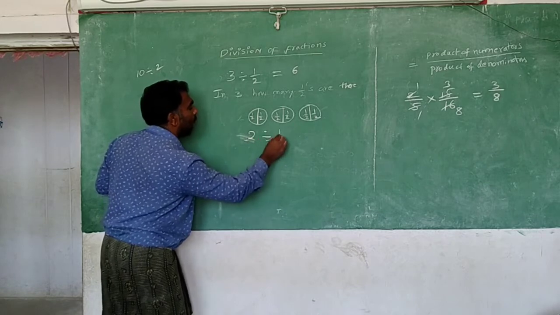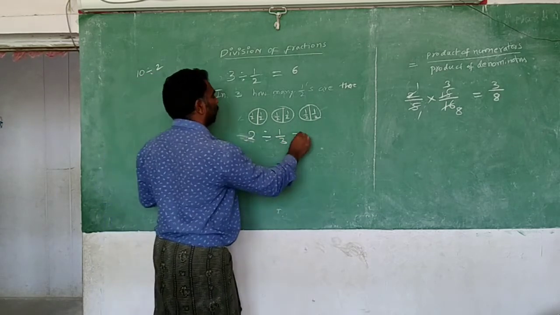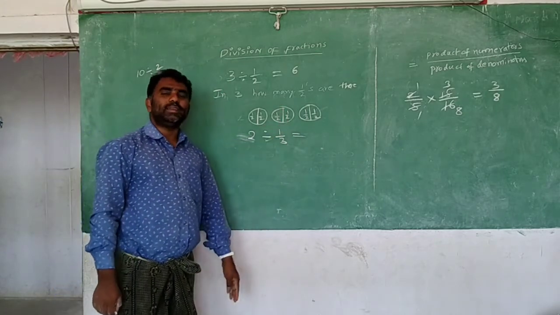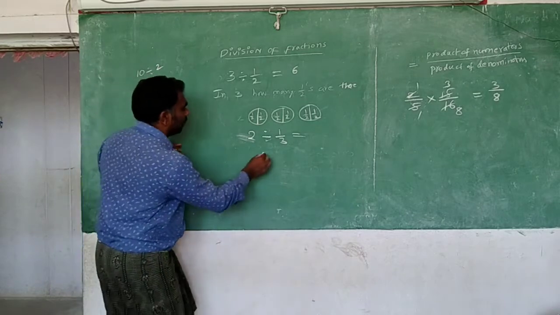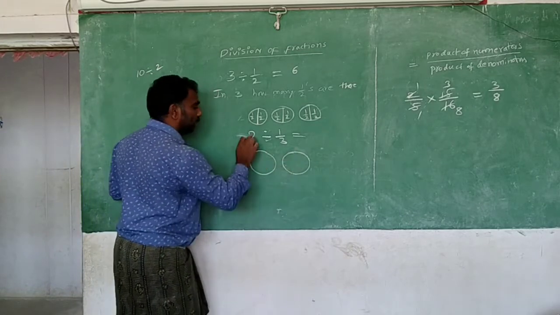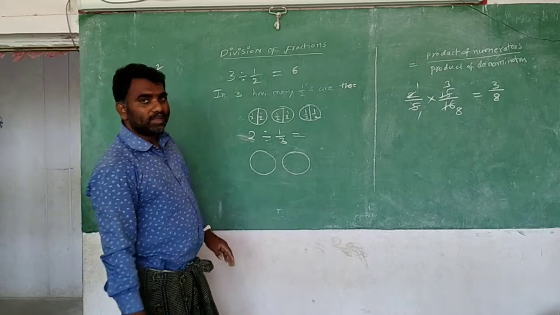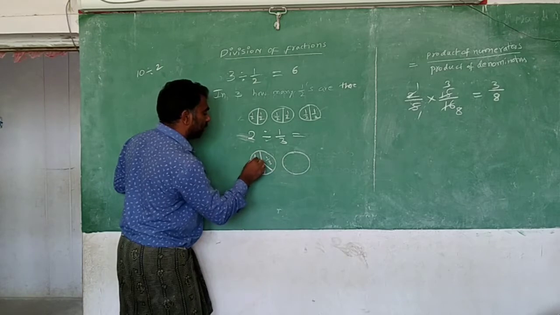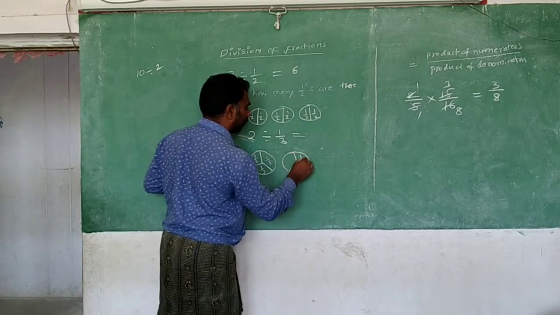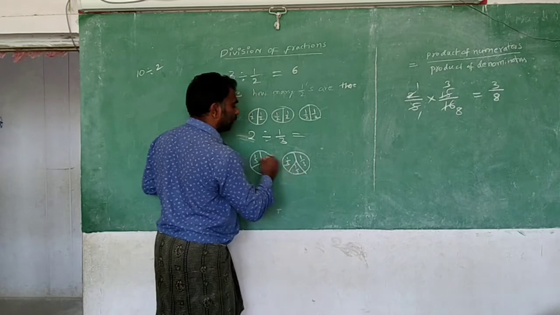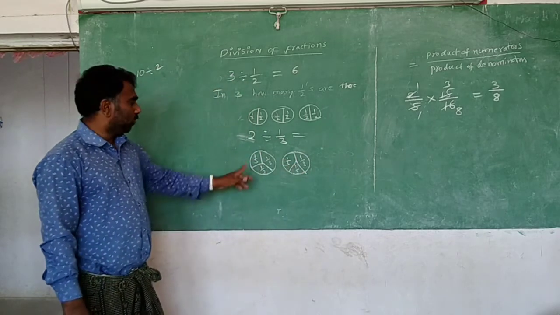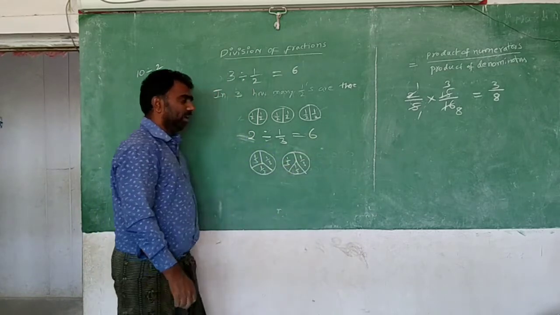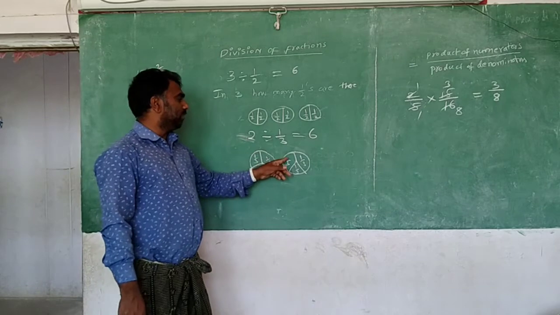In 2, how many 1 by 3's are there? What is the meaning of 2 divided by 1 by 3? In 2, how many 1 by 3's are there? So see, these are the 2. So 1 by 3, 1 by 3, 1 by 3. See, in 2, how many 1 by 3's are you finding? 1, 2, 3, 4, 5, 6. So 6 are there.